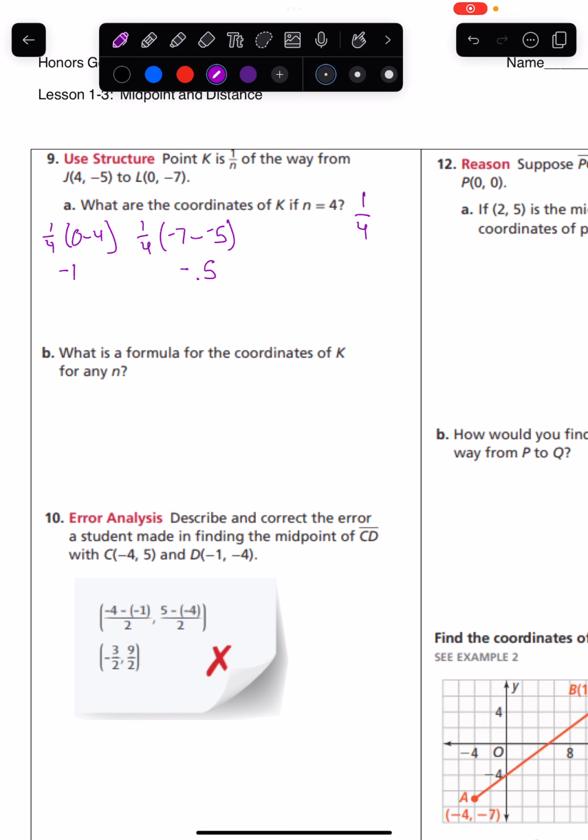Once we find those distances, we want to take that amount and add them to the x coordinates and to the y coordinates. So we're going to take that -1 and add it to the x coordinate of J, because it says from J to L. So we're going to take 4 plus -1. That'll be our x coordinate. Our y coordinate will be the y coordinate of J, -5, plus -0.5. And so when we put those together, we end up with 3, -5.5. And that'll be our answer.